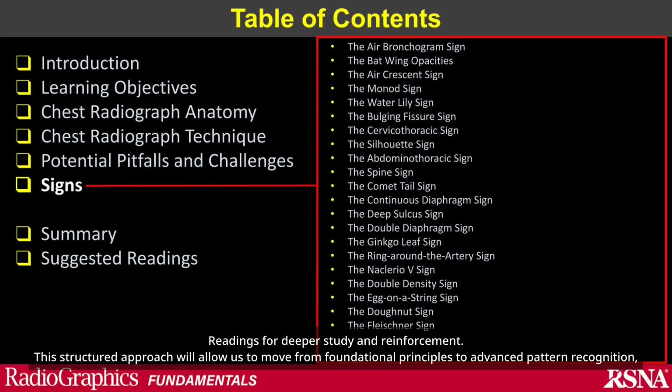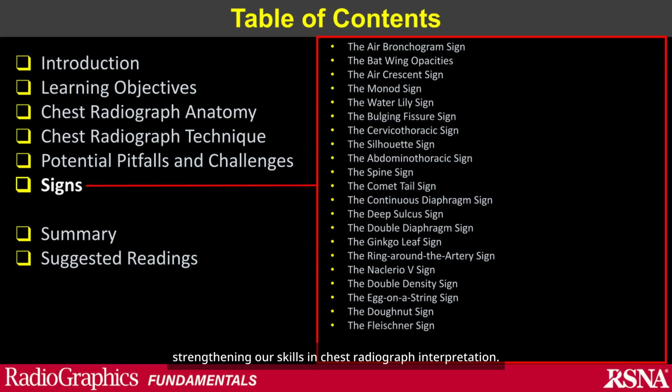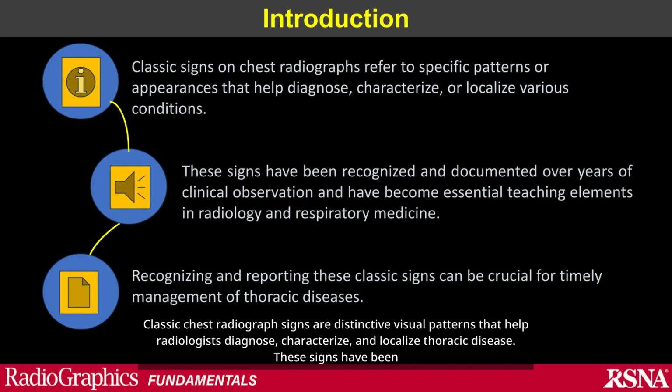This structured approach will allow us to move from foundational principles to advanced pattern recognition, strengthening our skills in chest radiograph interpretation. Classic chest radiograph signs are distinctive visual patterns that help radiologists diagnose, characterize, and localize thoracic disease. These signs have been documented through decades of clinical experience, and they remain essential teaching elements in radiology and pulmonary medicine. Recognizing and correctly reporting these findings is not just academic. Timely identification of these patterns can be critical for patient management.